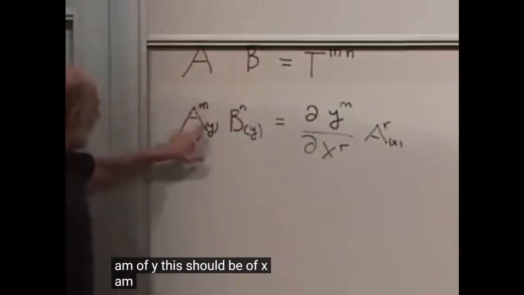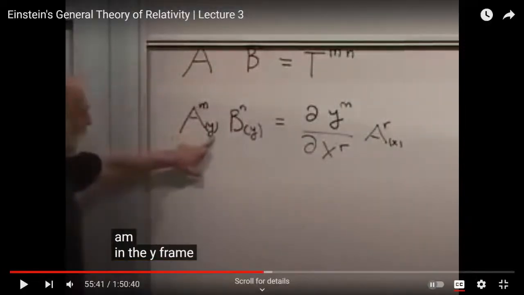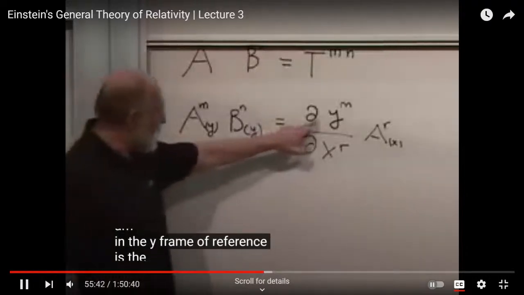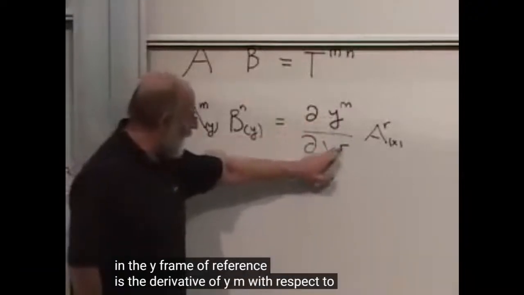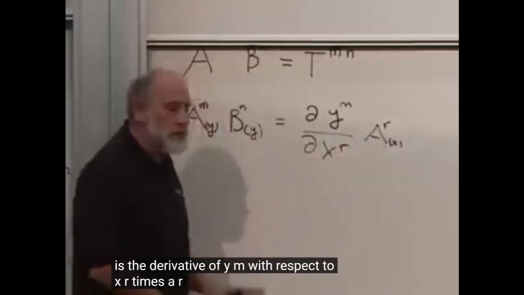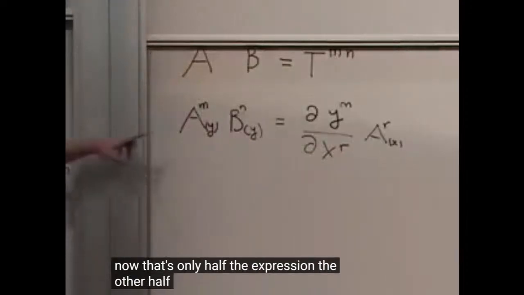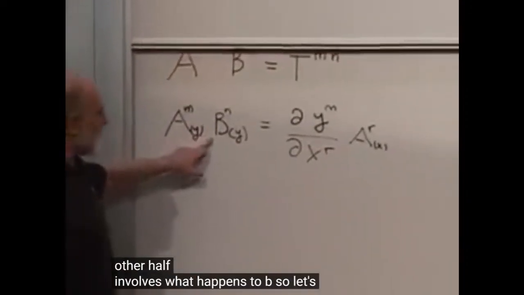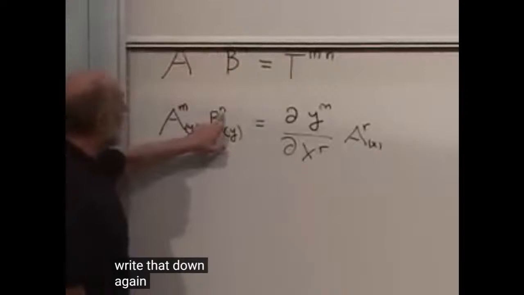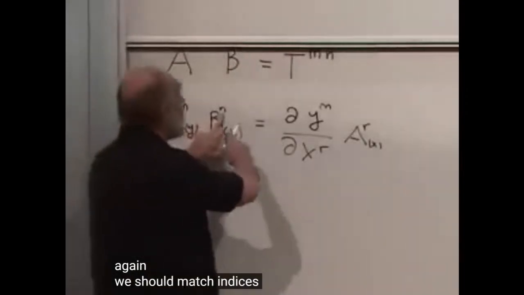A m in the Y frame of reference is the derivative of ym with respect to xr times Ar, summed over r. Now that's only half the expression. The other half involves what happens to B. So let's write that multiplied down by. Again, we should match indices.